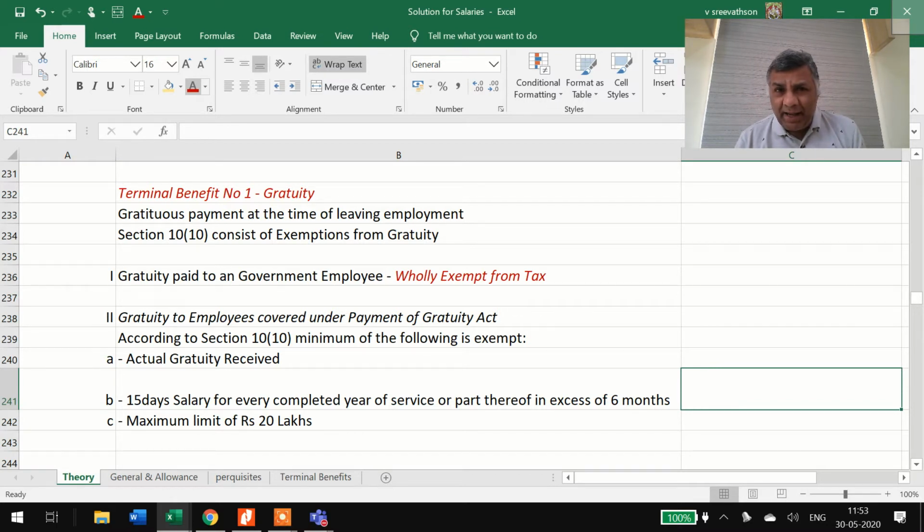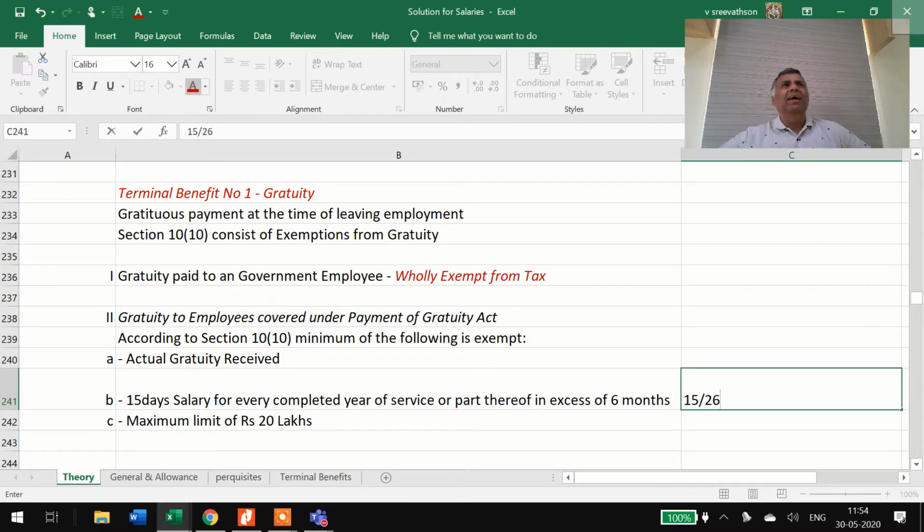I am reading every word of it. 15 days, it's a formula. Under that you are writing 15 by 26. Why 26? In a month of 30 days, 4 Sundays are excluded always. 26 is the effective working days. So 15 divided by 26 into last drawn salary.